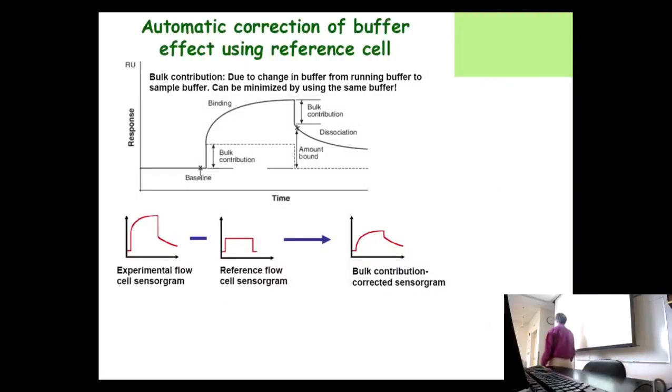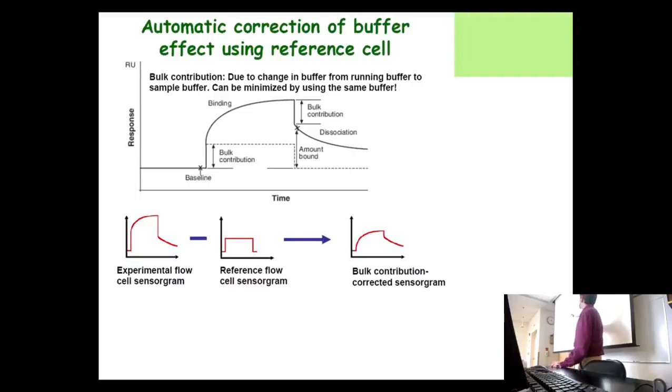The last thing that we do is we might do an automatic correction of the buffer using a reference cell. Remember how there were two cells? We attach protein only to flow cell 2. And then flow cell 1, we just leave it blank. That way, when the refractive index of the buffer changes, it's going to change both flow cell 1 and flow cell 2. But if we subtract out flow cell 1, then we will subtract out the reference change. We'll subtract out that sort of bulk contribution is what they call it. And then we will get a good real signal that is just from our protein. It's not from our refractive index.